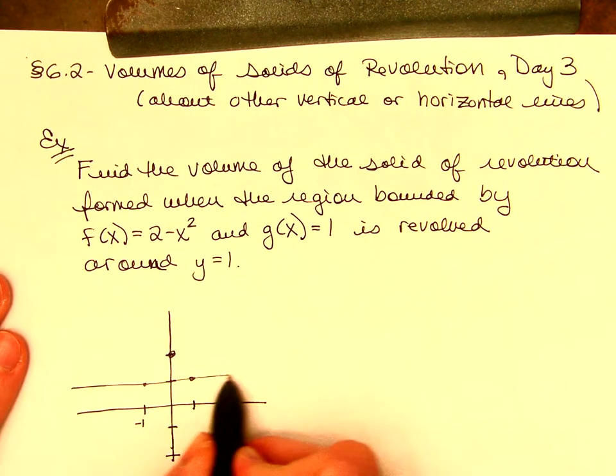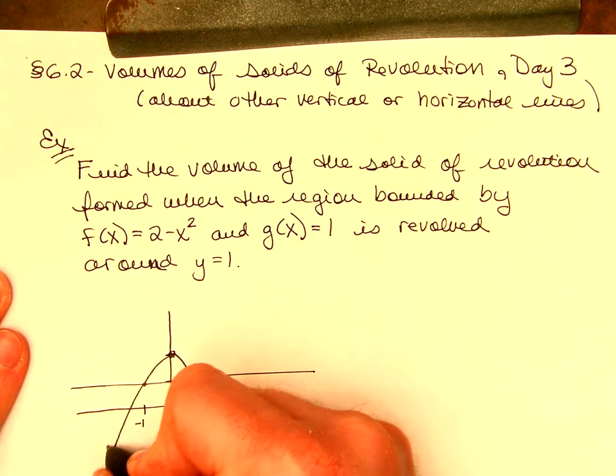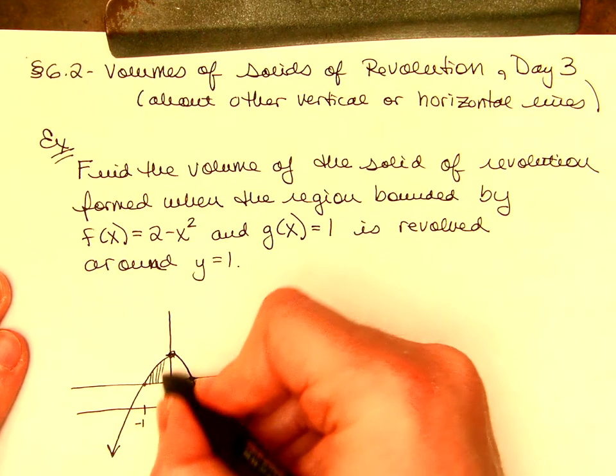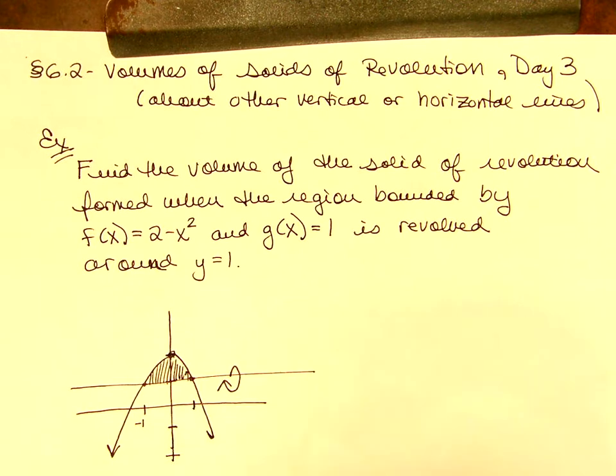I've got my horizontal line at y equals 1. I've got a parabola over here. That's the region I'm looking at. And I'm spinning this thing around the line y equals 1. Next, I'm going to draw on my representative rectangle.